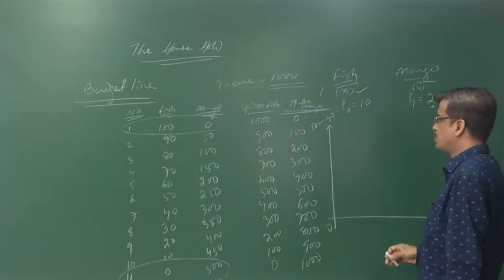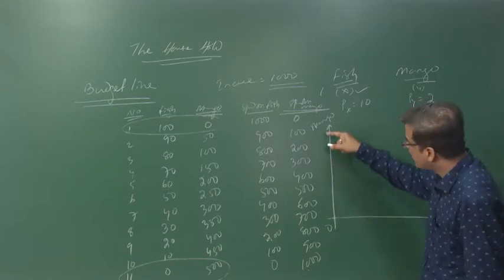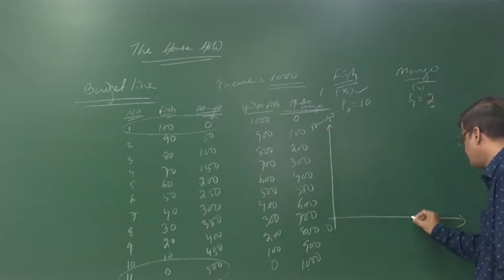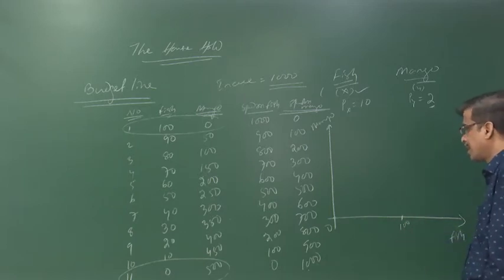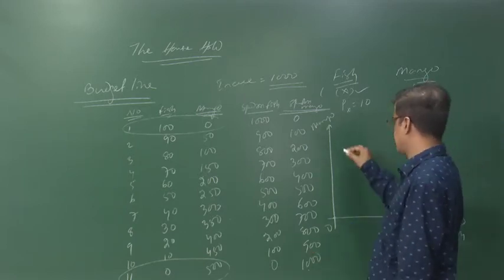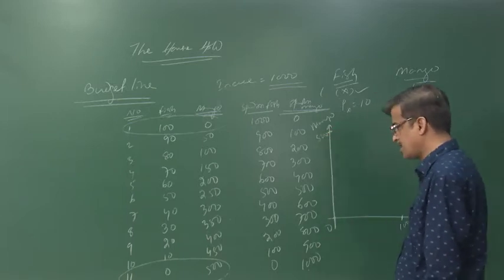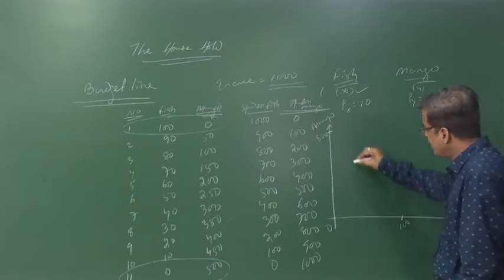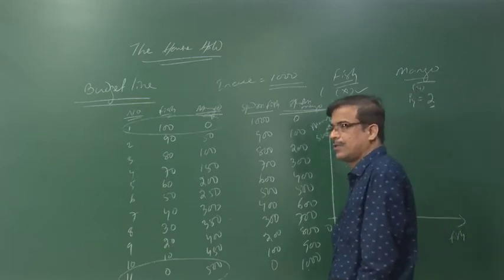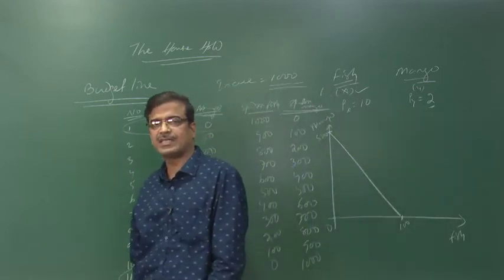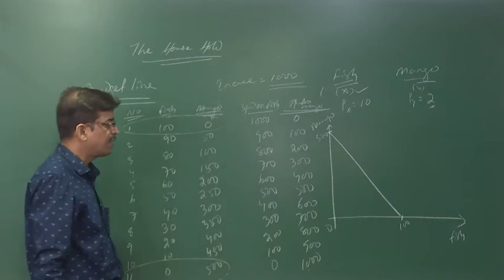And here it is 0, 100, that means 0 units of your mango and 100 units of your fish. Let us assume it to be 100 units of fish. And at the 11th combination, that is 500 and 0. When we join these 2 points, we find a line. We find a line that is called the budget line or the price line. Okay.